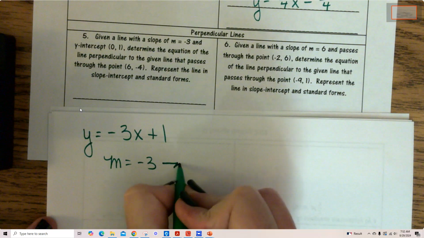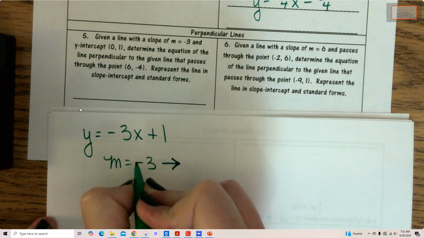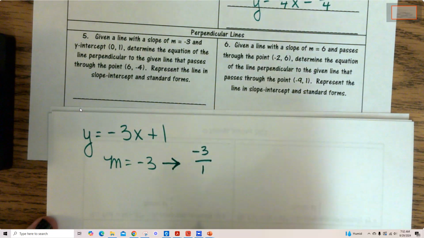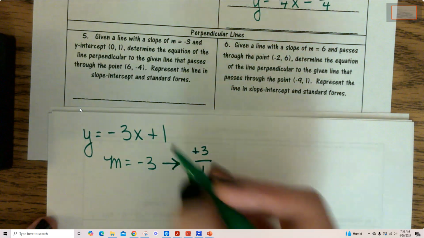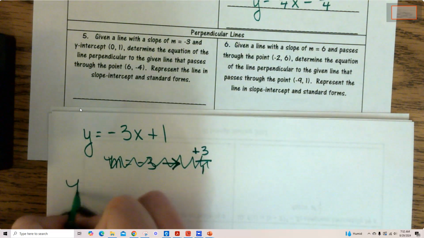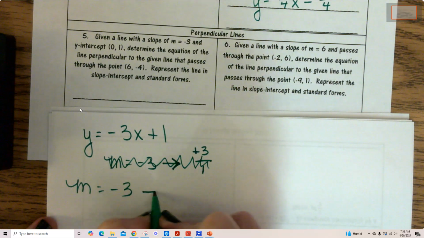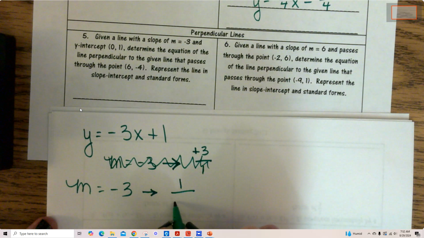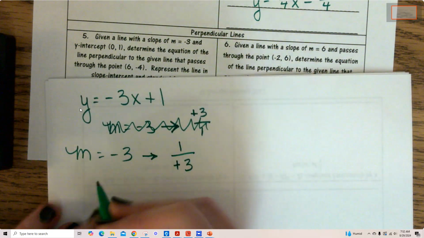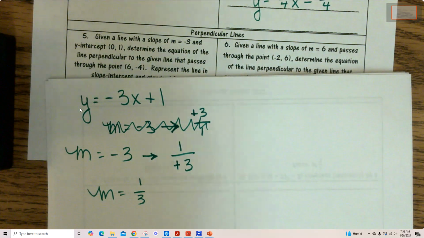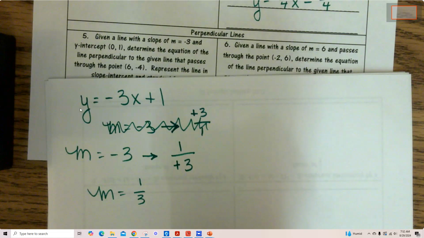So now I have to get my perpendicular slope. Take the value, put it over 1, and then we change the sign. So if it's negative, it becomes, I did that completely backwards, don't listen to me. Take your slope, and it goes under 1. I apologize. And then change your sign. So if it's negative, it becomes positive. So my new slope for this one is 1/3. So you flip it on its head, and then change the sign.